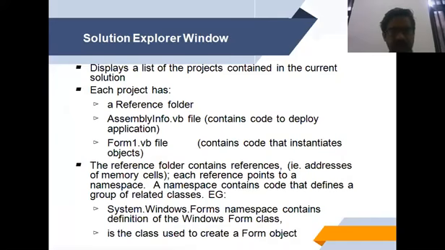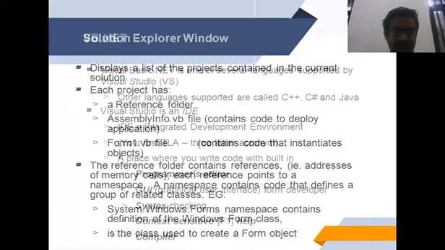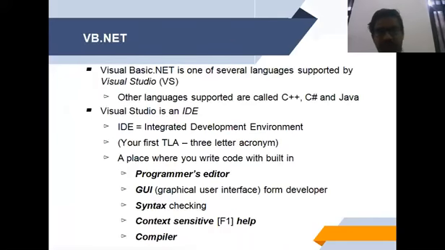For example, the System.Windows.Forms namespace contains the definition of the Windows Form. This is the class used to create a form object. VB.NET, Visual Basic .NET, is one of the several languages supported by Visual Studio. Other languages supported are C++, C#, J#, and others also.